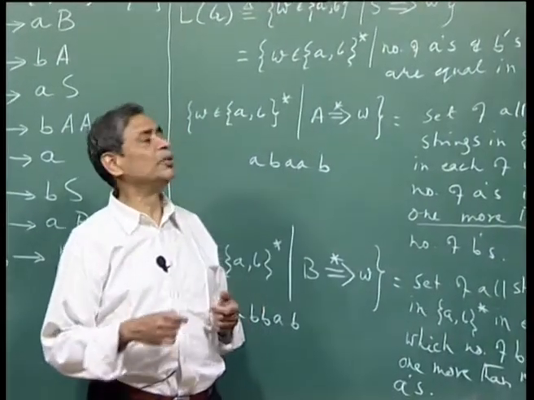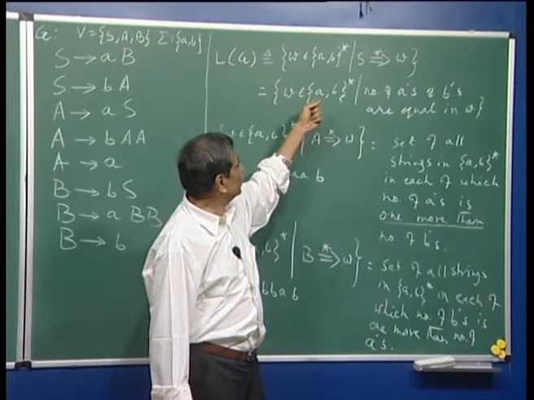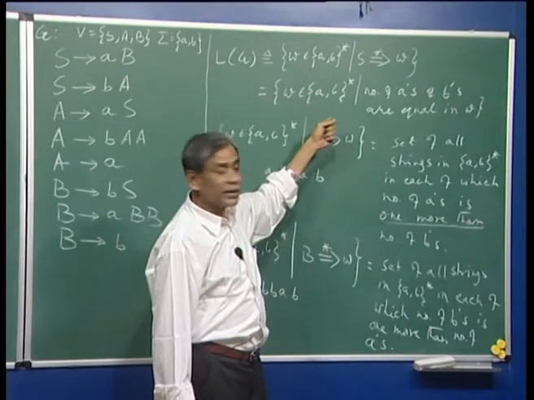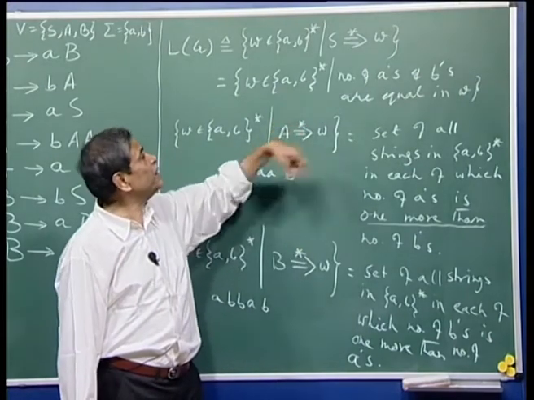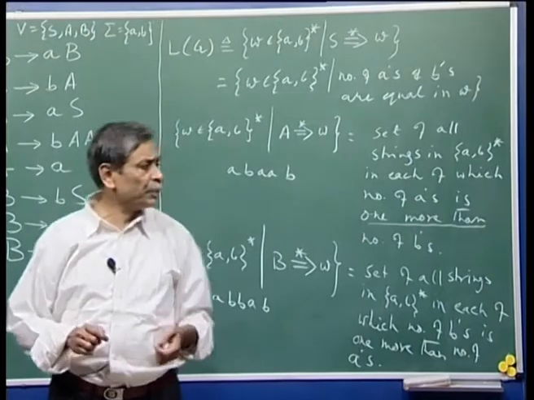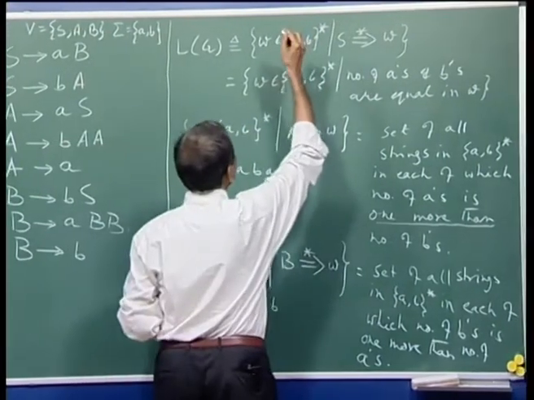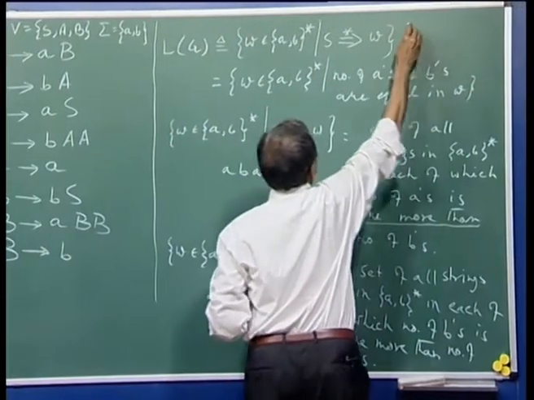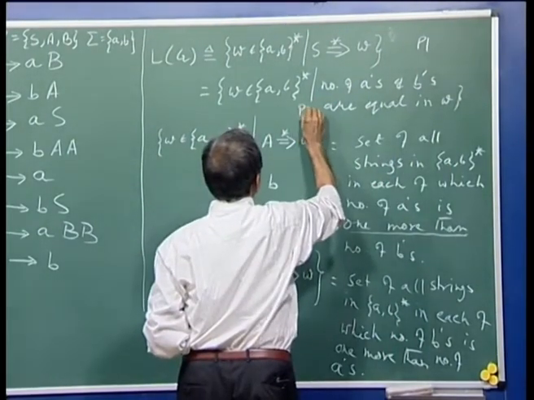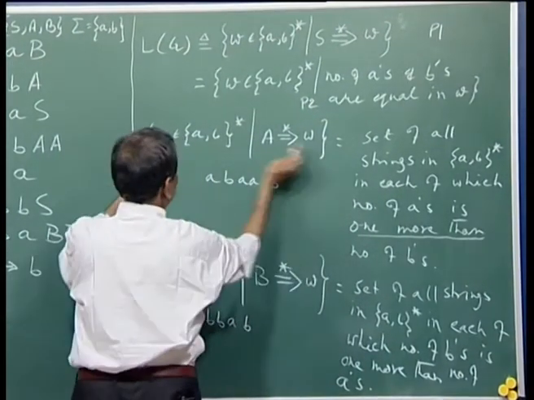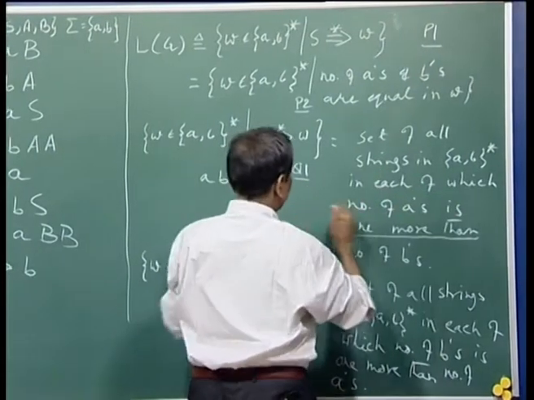I hope I have been able to convince you last time that the set of all strings which have an equal number of a's and b's would be generated by S. How did we do that? We said, similarly, if you look at this, let me call this set P1, and this right hand side P2, and let me say this left hand side set is Q1, and the right hand side set is Q2.